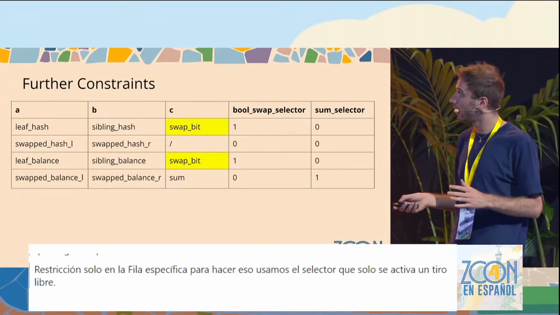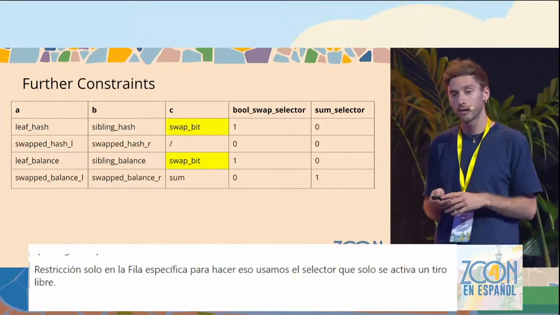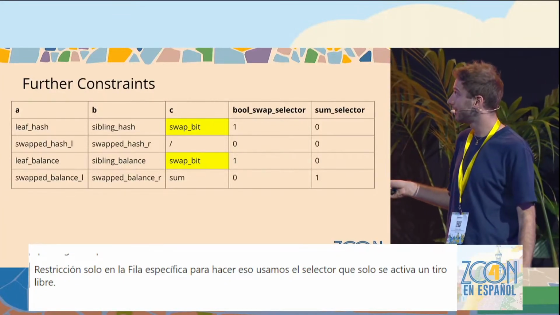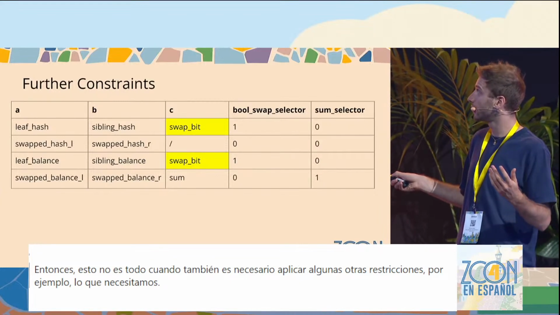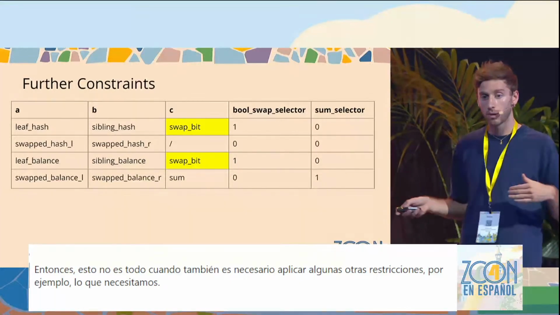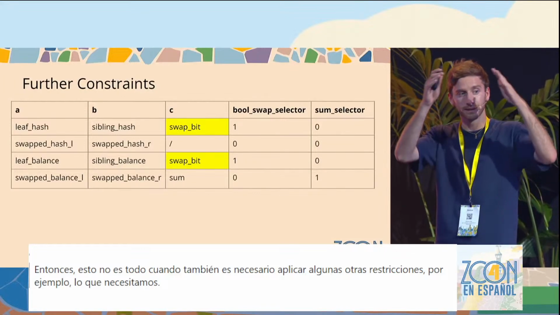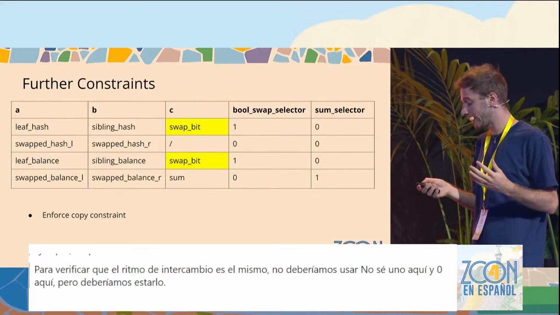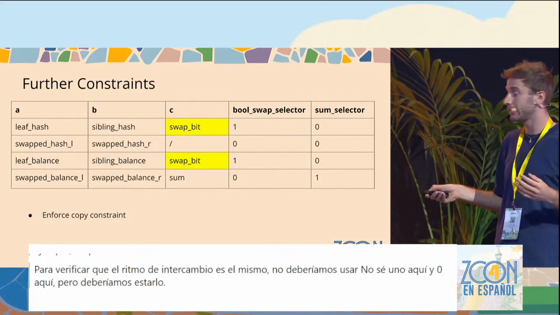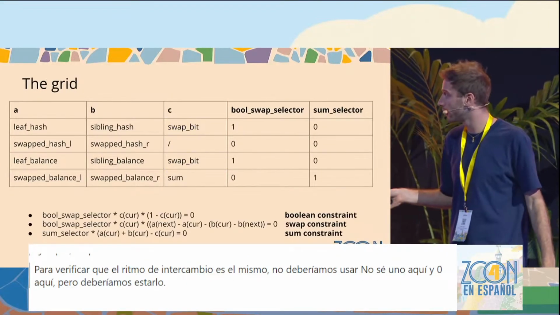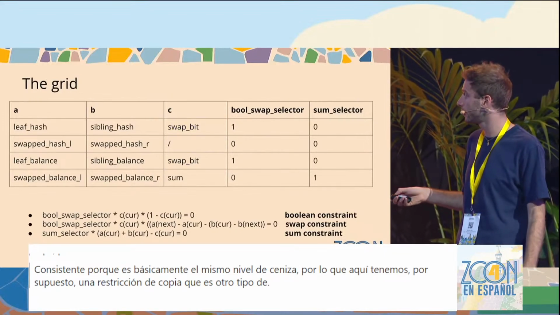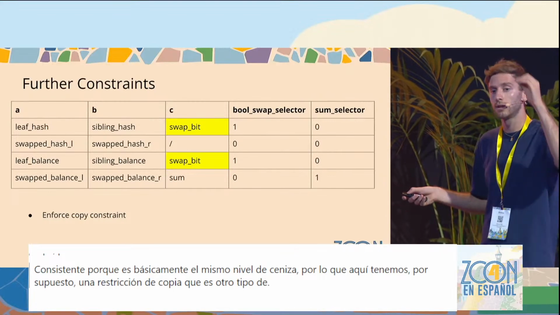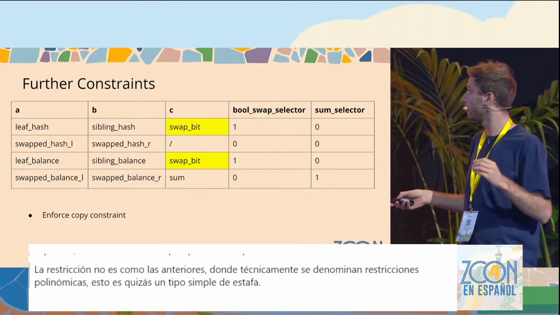So this is not everything. We also need to apply some other constraints. First, for example, we need to check that swap bit is the same. So we shouldn't use, I don't know, 1 here and 0 here, but we should be consistent because it's basically the same level of hashing. So here we enforce a copy constraint. There is another type of constraint. Those before are technically called polynomial constraints. This is maybe a simpler type of constraint that is just enforcing two cells in our grid to be equal.